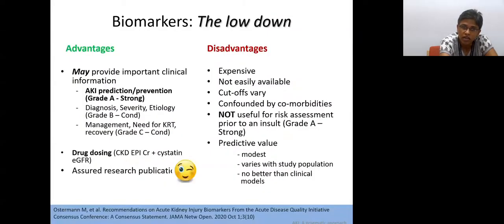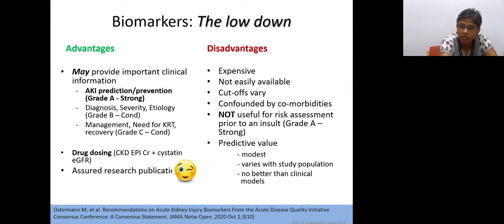So far, the only advantage that biomarkers have is in AKI prediction or prevention. This is the use for which there is the strongest evidence. The evidence for their use in diagnosis, in looking at the severity, etiology, management, and need for dialysis is much, much weaker. The other important use is in drug dosing, and here a combination of the CKD-EPI and cystatin eGFR equation has actually been shown to be quite useful. And of course, biomarker studies are always published, whether or not they give you any useful information.